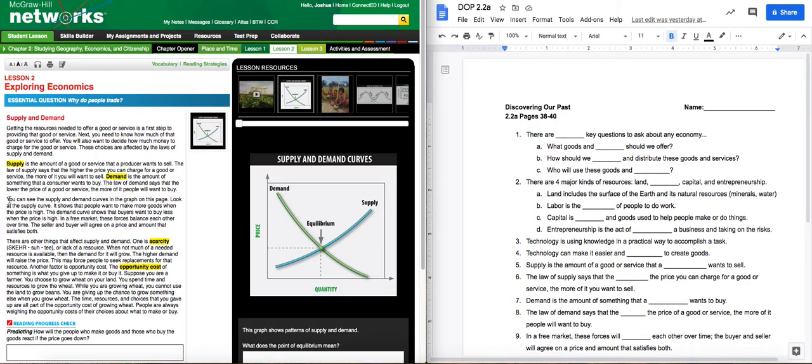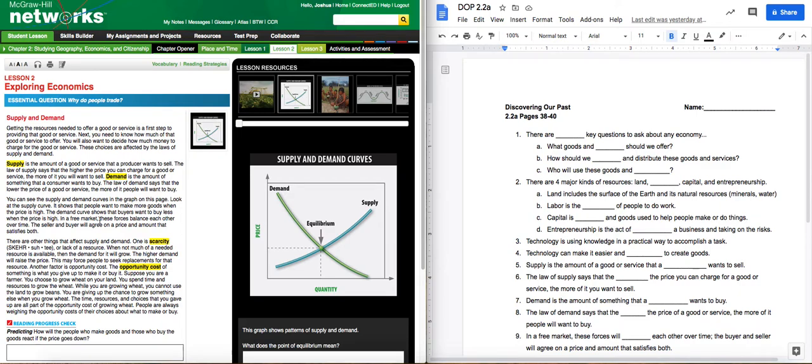Next paragraph says this: you can see the supply and demand curves on the graph on this page. Look at the supply curve. It shows that people want to make more goods when the price is high. The demand curve shows that buyers want to buy less when the price is high.